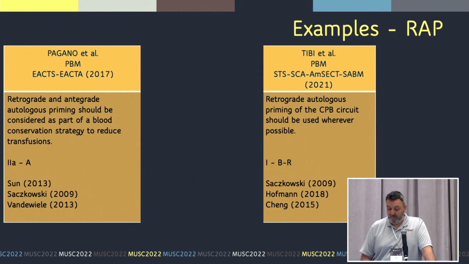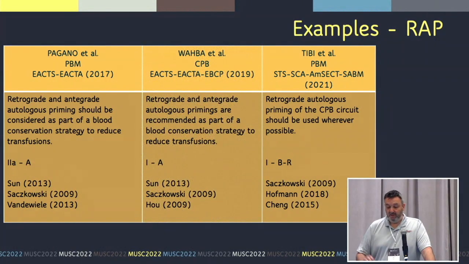So maybe or maybe not. This article could have been used to produce this recommendation. So already a little bit debatable, but then in 2019, when we did the CPB guidelines, we had a highly strong recommendation, and we used two of the recommendations that were already there. And then we put in a third one, which is not mentioned here.